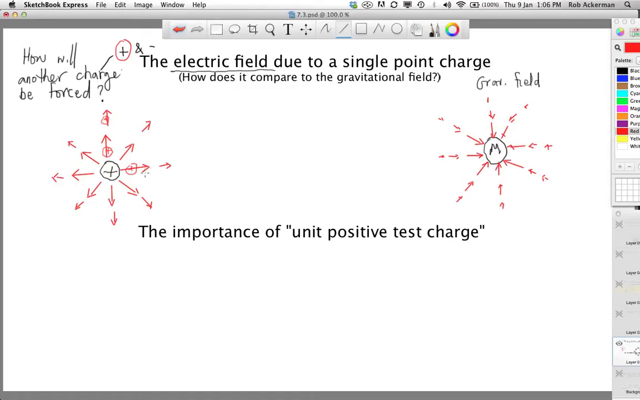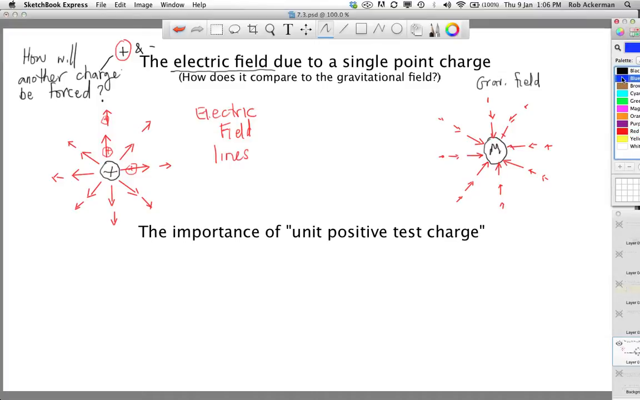The idea, though, is that we are now mapping the electric field by asking the question, how will another charge be forced if it comes near the central charge? Now, this essentially is what we mean by the term electric field. These are the electric field lines, as they're called, and they show you the lines of force. It compares very, very well to a gravitational field, except that in this case it points outwards.